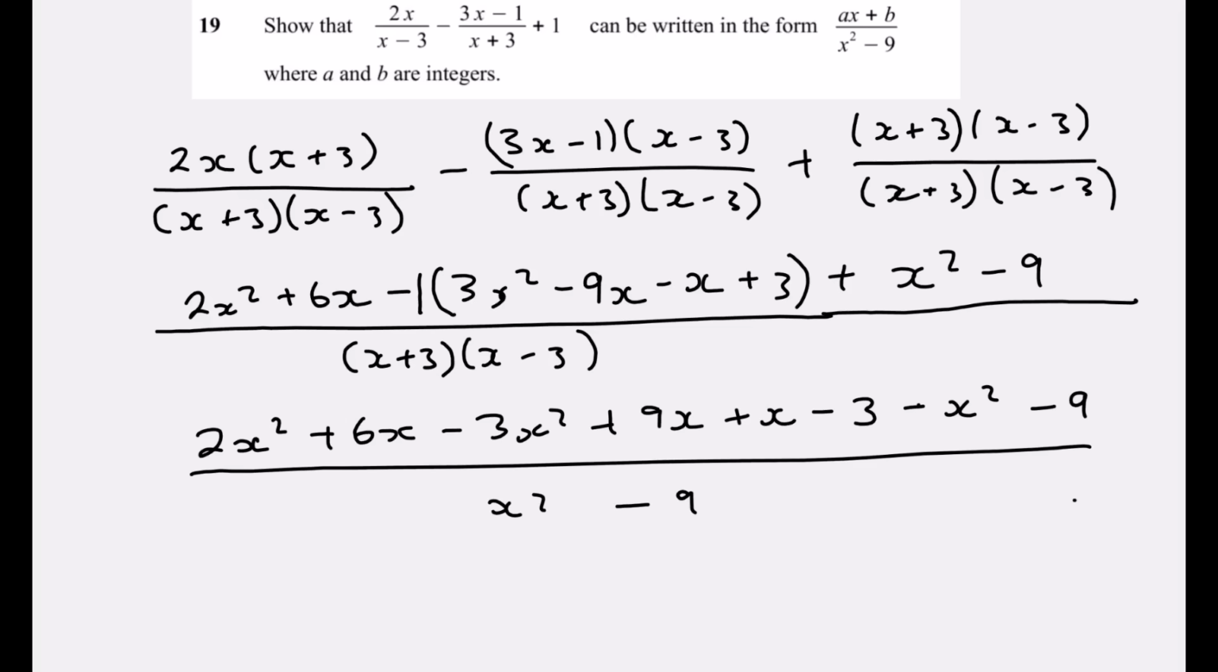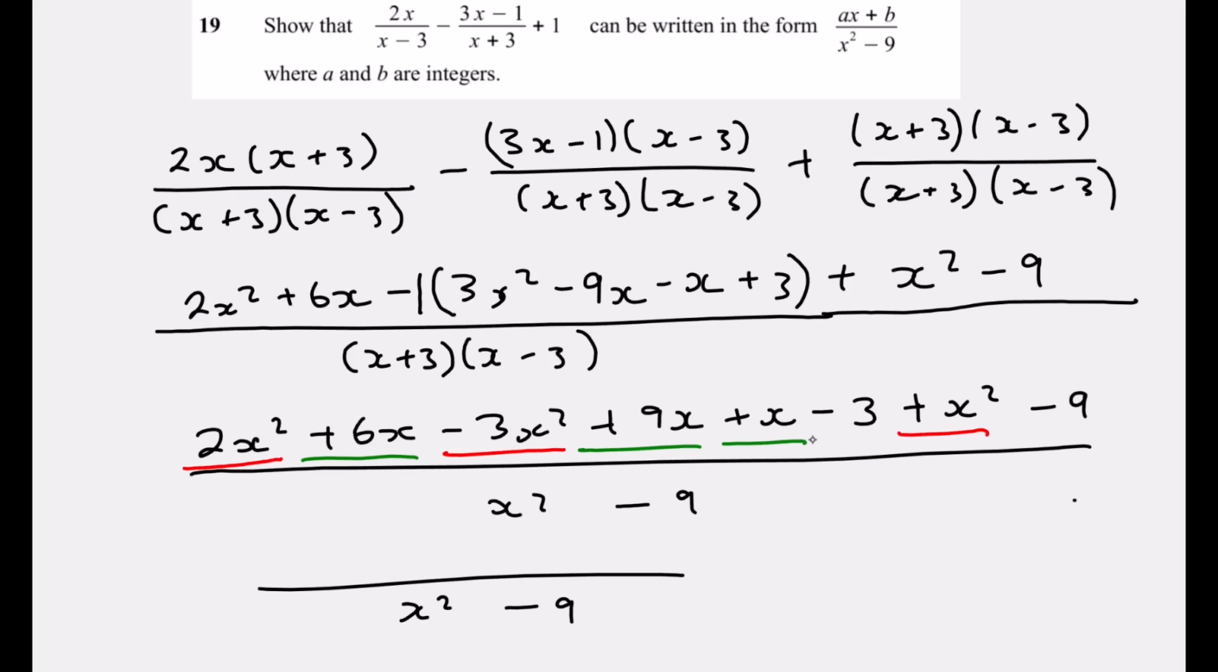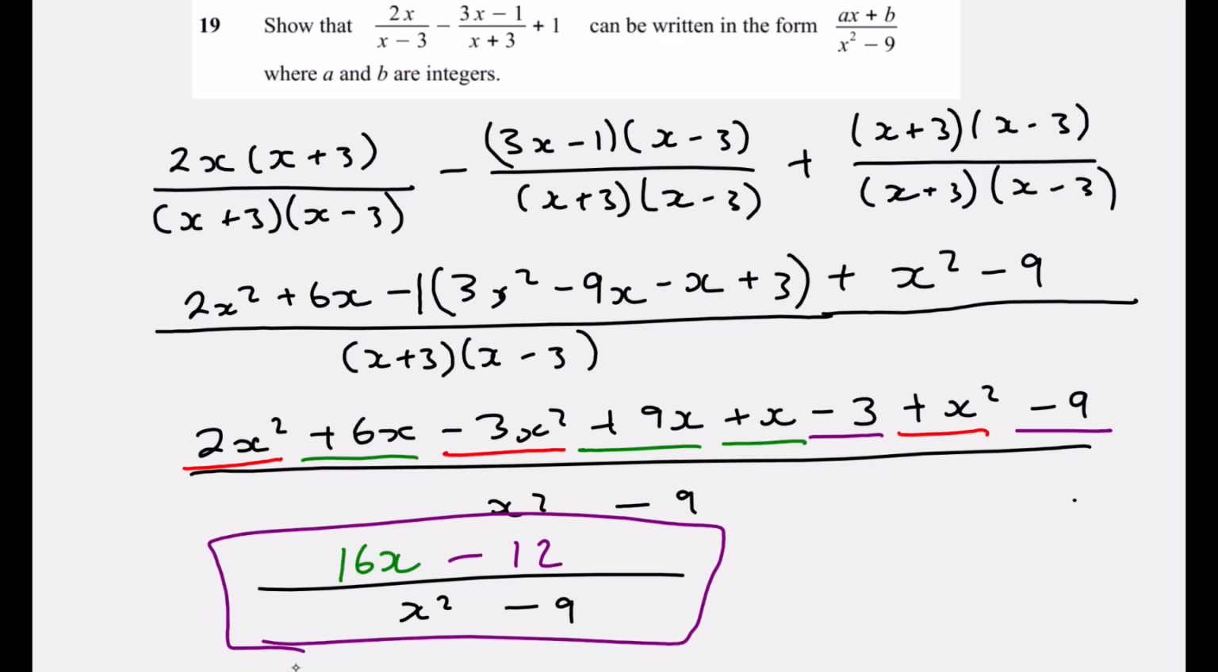So then just collect the like terms. So x squared, I've got 2x squared minus 3x squared plus x squared. That should be plus, I don't know why I've got a minus. So 2x squared minus 3x squared plus x squared is nothing. I don't want any x squareds, so I shouldn't have any x squareds. I've got 6x plus 9x plus another x. So that'll be 16x. And I've got negative 3, take away 9, negative 12. So that is my answer.